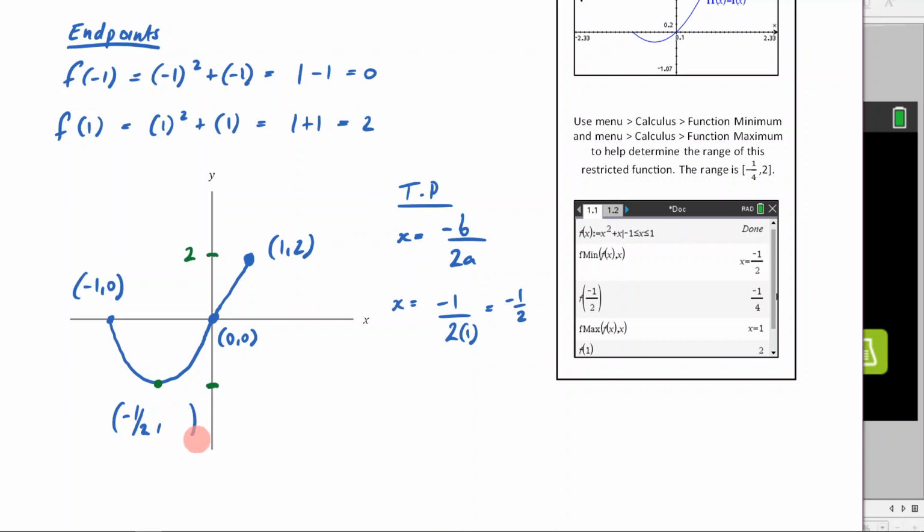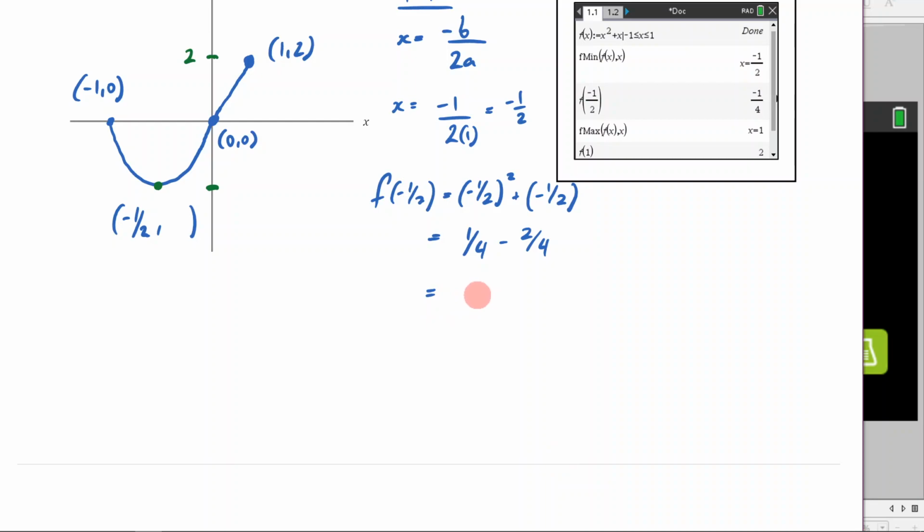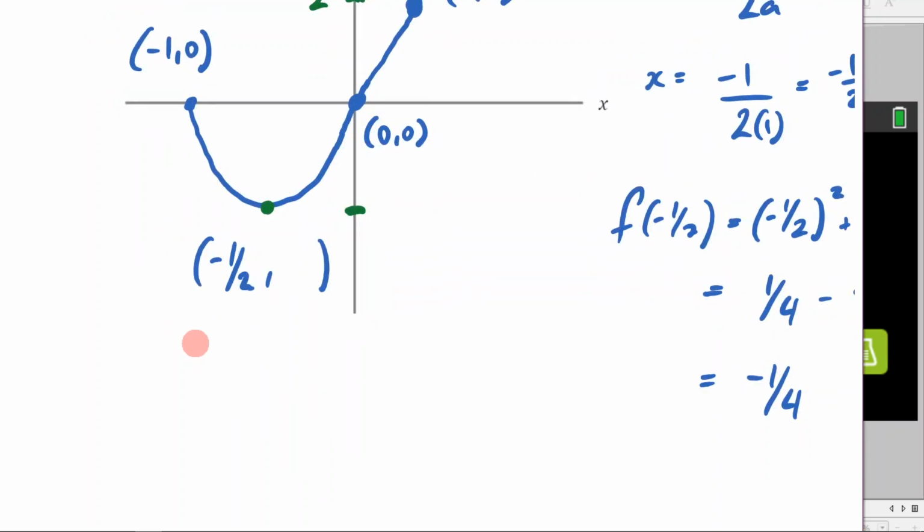And then what is my y value going to be? How can I figure out what the y value is going to be? Well, I would have to sub -1/2 into my rule. So I'm going to go f of -1/2. Let me do it slowly. Plus negative a half. Now I'm going to change this to 2 on 4 to get my denominators the same, which means at the end of the day, what I'm going to be left with is negative 1/4. So I can say this is negative 1 on 4.